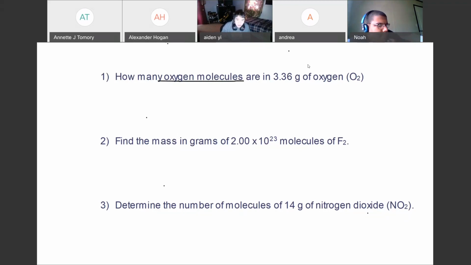Atoms, ions, molecules, and formula units. What? 6.02 times 10 to the 23rd. 6.02, that's right. All right, so as soon as you see the word molecules, you know you're going to have to use that number. Are in 3.36 grams. What does grams tell you that you have to use?